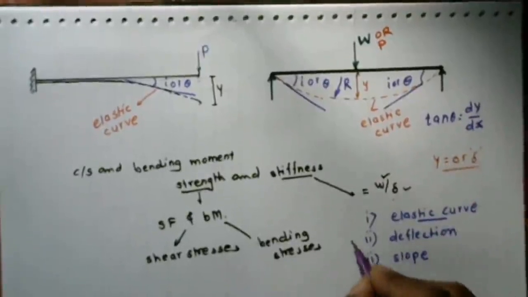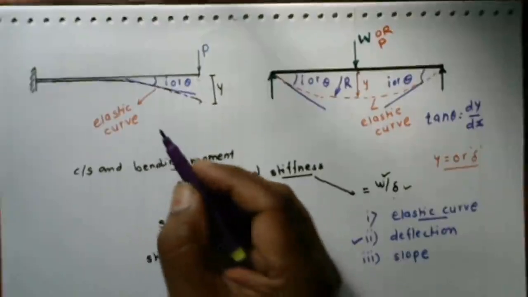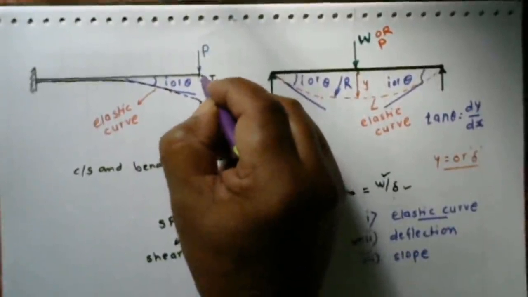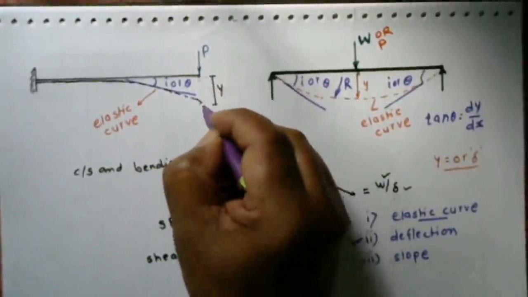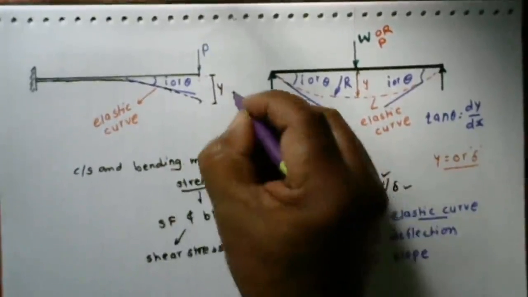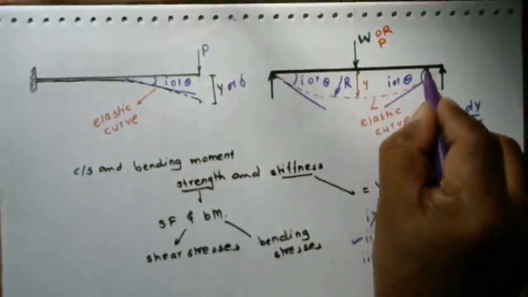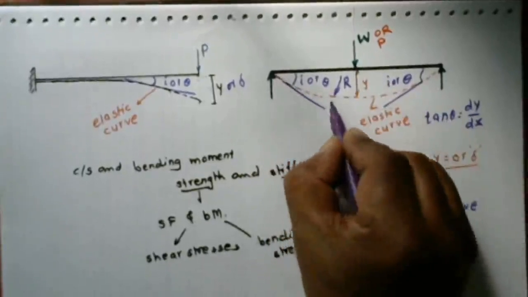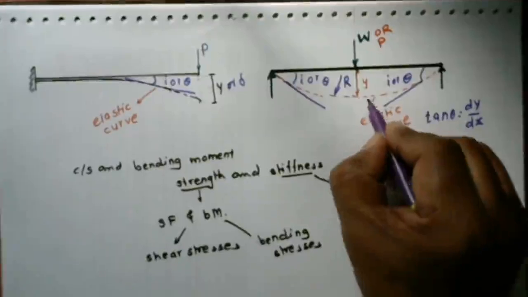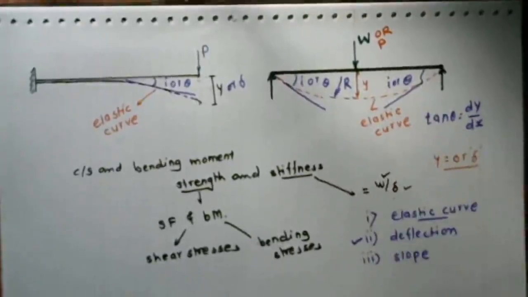Now the second point is the deflection of the beam. The deflection of the beam at any point is defined as the vertical distance between the axis of the beam before and after the loading. Here we have shown y, or delta. When the load is acting, the beam deflects from its original position, so this distance y or delta is known as the deflection at that point. It is denoted by delta.